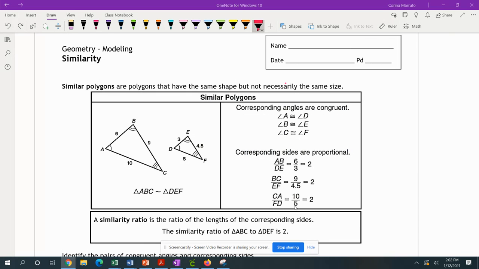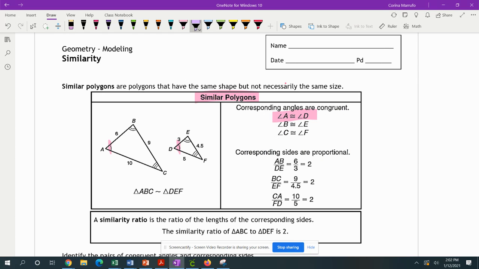We're moving on to similarity. Similar polygons are polygons that have the same shape but not necessarily the same size. So they give us here two similar triangles as an example. Their corresponding angles, for example, angle A is congruent to angle D. So that means that they're the same. These two angles are equal in measure.